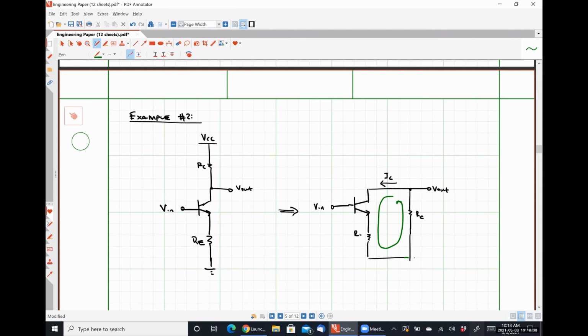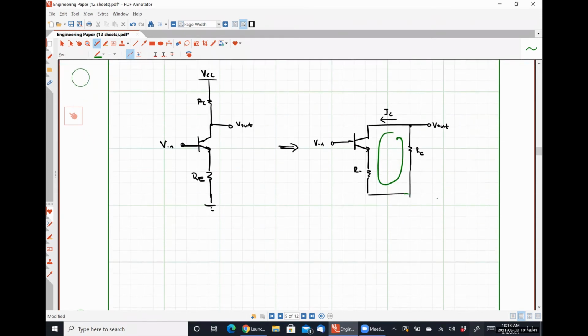So what happens in this circuit if RE is short-circuited?